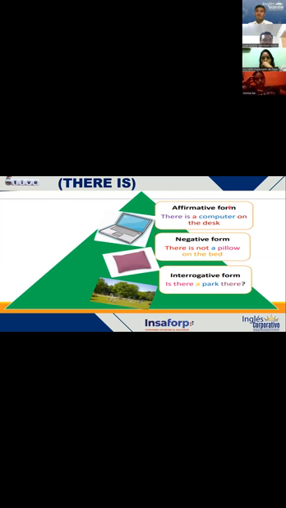We have to understand that we can also create affirmative sentences, negative sentences, and interrogative questions or interrogative form when we talk about there is and there are. Example, in the affirmative form, I will need Carla to help me with this part, please. Affirmative form. There is a computer on the desk. Thank you very much. Jose Lopez, the negative. Negative form. There is not a pillow on the bed.